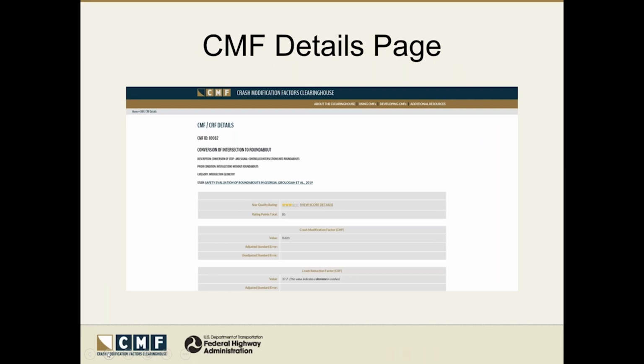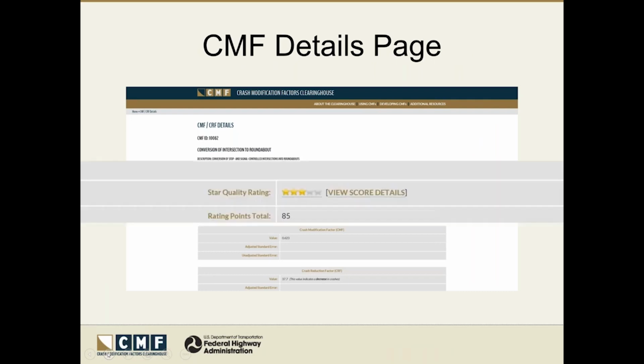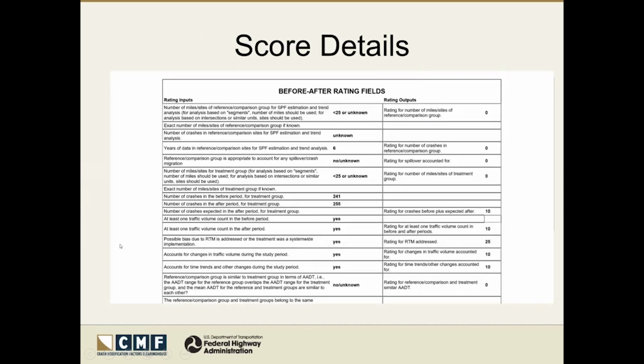When you type in a CMF, or if you're doing a search, and this one in particular is for conversion of intersection to a roundabout, we show the CMF values, but we also show the star quality rating, and you can actually click on that view score details. This one in particular scored at 85 points, and you pull that up, and it actually gives you a breakdown. And so again, looking at those different scoring criteria, it shows how many points that this particular study received.